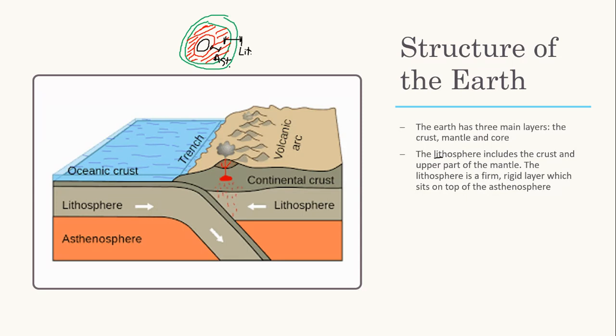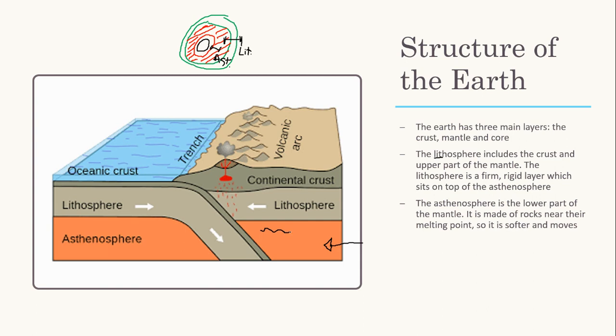A-S-T will be asthenosphere. The asthenosphere is the lower part of the mantle. It is made of rocks near their melting point, so it's softer and it moves. So this part, it's soft, it's flowy, it's molten rock. It's not quite a liquid, it's not quite a solid either though. It's kind of like a putty, if you could imagine that.